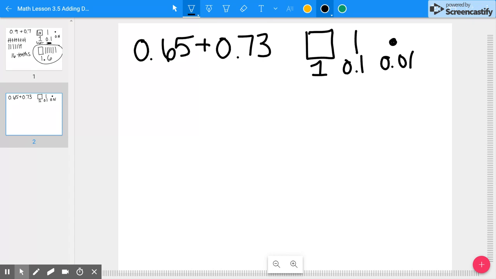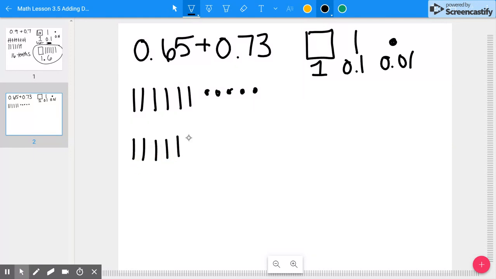So let's start off by drawing our picture for 65/100. The 6 is in the tenths place value, so I need to have 6 longs. 1, 2, 3, 4, 5, 6. This 5 right here is in the hundredths place value, so I need to have 5 of those little dots. 1, 2, 3, 4, 5. Now I need to add my next decimal to this. So I have 7/10. 1, 2, 3, 4, 5, 6, 7. And I have 3/100. 1, 2, 3.